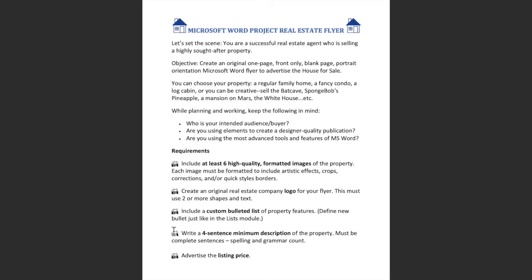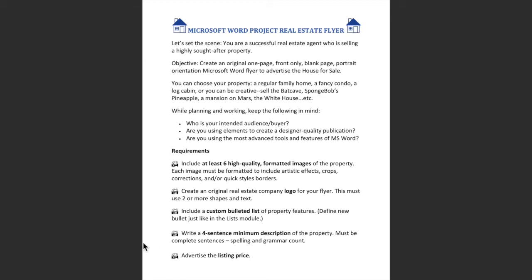You need to include a custom bulleted list of the property features. Okay, this is going back to the lists module where you had to change your bullet points to be the green stars. I think you remember that one. I want you to practice that skill on this flyer as well. Okay, property features would just be a list of things like you'll say 4 bedrooms, in-ground pool, 3-car garage. It's kind of just a short, quick access list of different things that your property has.